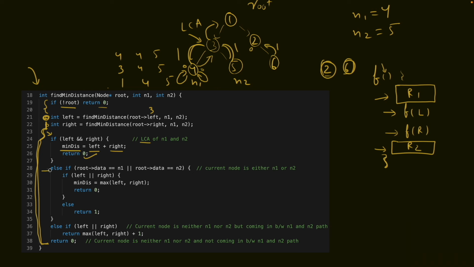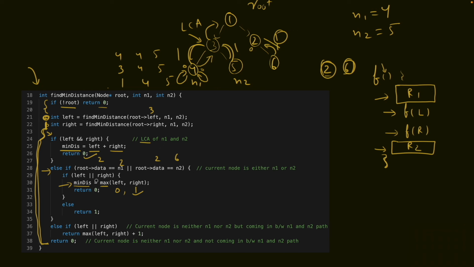Then you will execute this one. Root's data is n1. So root's data is actually 2 and n1 is 2. So yes, it is true, but root's data is 2 and n2 is 6. This is not true, but it is an OR condition. So you will go inside this and see if left exists. No, but right exists. Yes, right is 1. So you will go inside this and minimum distance would be the maximum of either left or right. So what is right? 1. What is left? 0. So the distance becomes max of 0 and 1, which is 1. So see, the distance is actually 1 here. So the answer is 1.